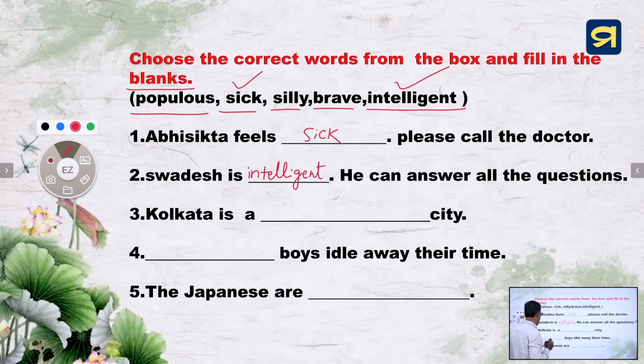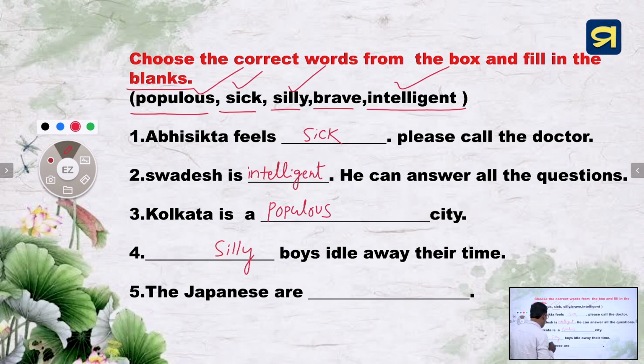Number 3. Kolkata is a dash city. You might have known it is a populous city. Full of people. Populous. P-O-P-U-L-O-U-S. Populous city. Number 4. Dash boys idle away their time. Brave? No. Silly. So silly is used. Silly boys. The foolish boys can waste their time.